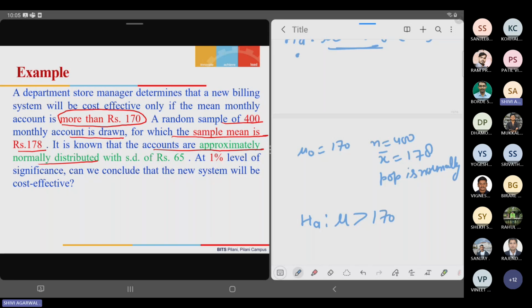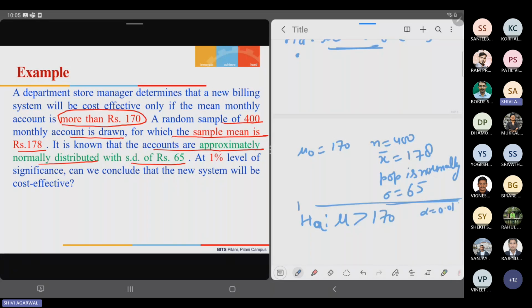Right now we are not able to find the final answer, because for that the test statistic is required. That we will do later on. Here I am just explaining how to define the hypothesis. The same question we will do later on when we do the complete solution. Okay? And with the standard deviation of 65, so sigma is also given 65. At 1%, so alpha is equal to 0.01.